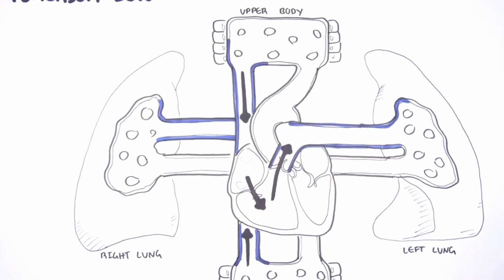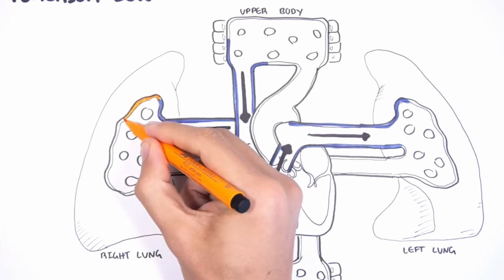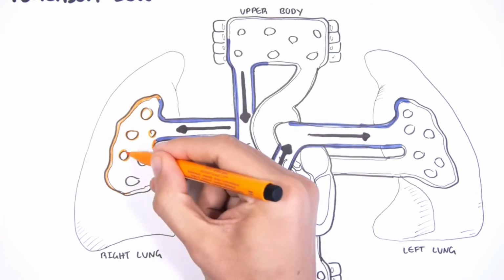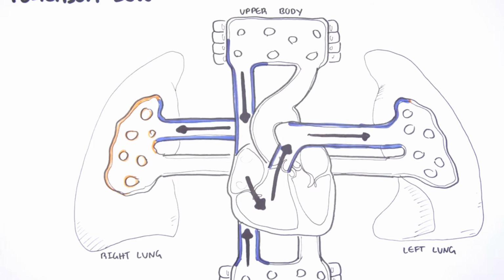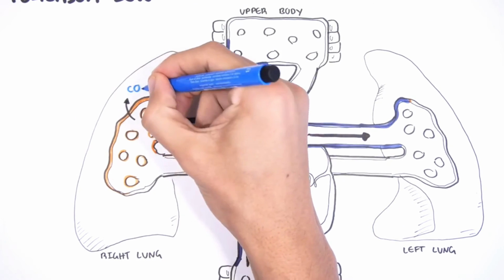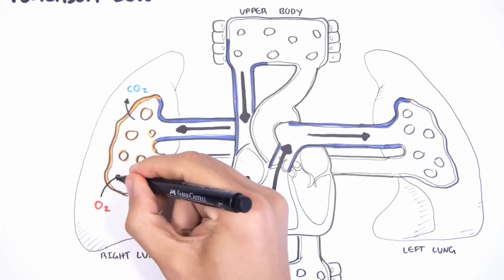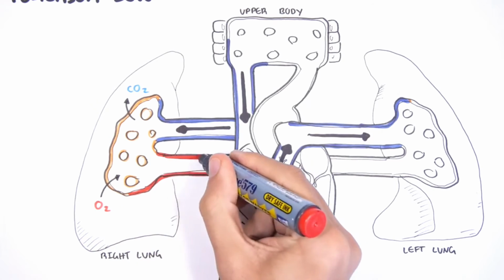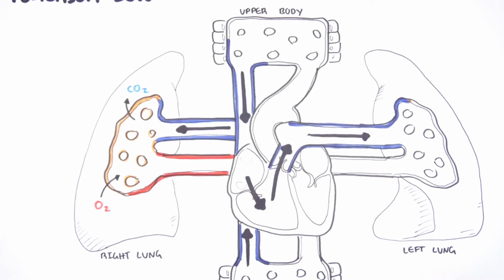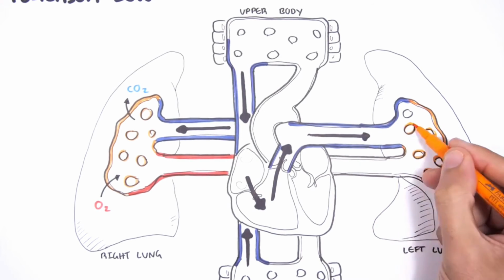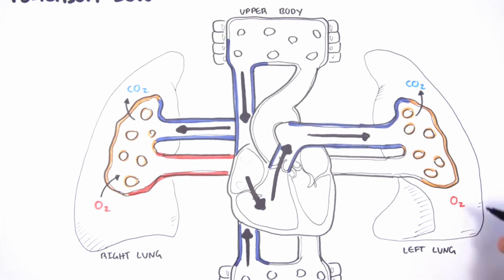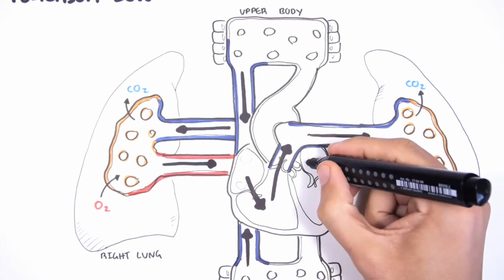Now this deoxygenated blood will undergo gas exchange within the lungs, represented in orange. What happens here is that carbon dioxide will be released and the lungs will reoxygenate the blood with oxygen. And so now there is reoxygenated, or oxygenated, blood returning to the left side of the heart. And so now in red, the oxygenated blood will return to the left atrium and then to the left ventricle.